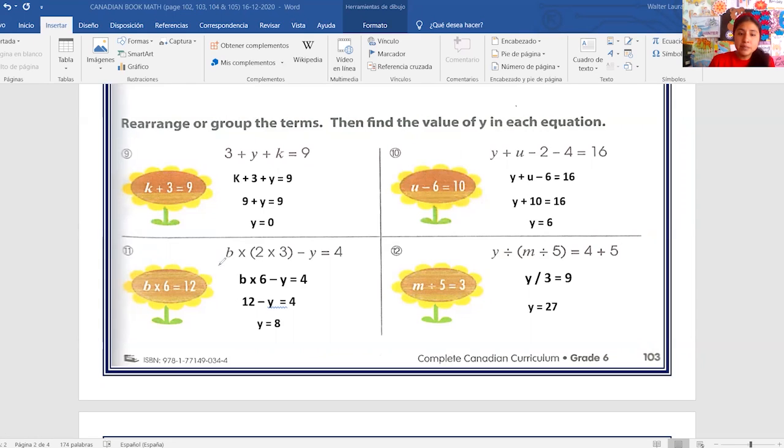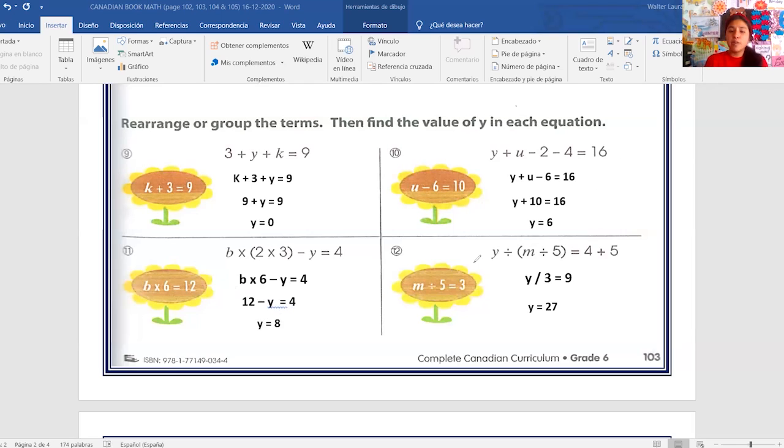B times 2 times 3 minus y equals 4. Okay, so here we have b times 6, we are rearranging here, minus y equals 4. Okay, means we have b times 6 equals 12. We are going to replace here, minus y equals 4. That means, yes, here is addition, it goes to subtraction. 12 minus 4 equals 8. That's right. So the value of y is 8.